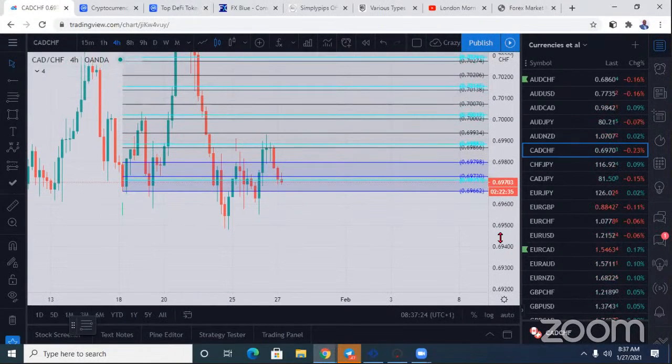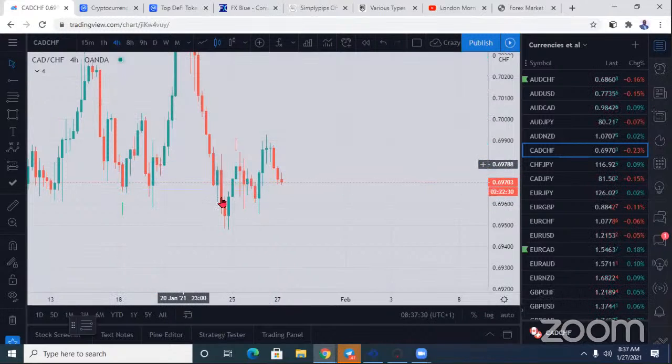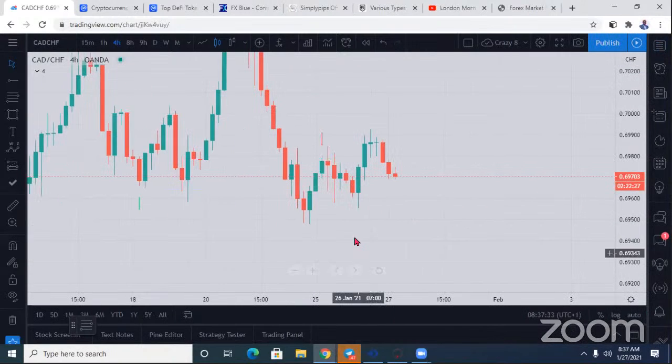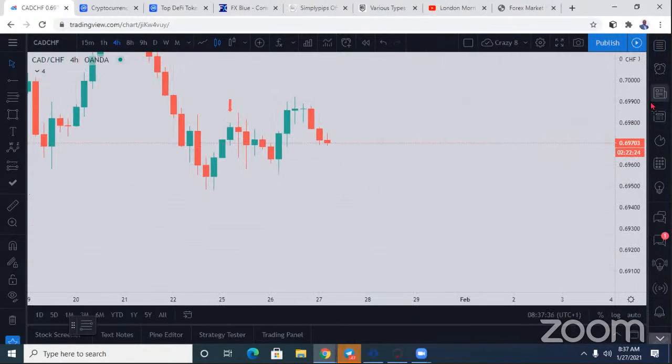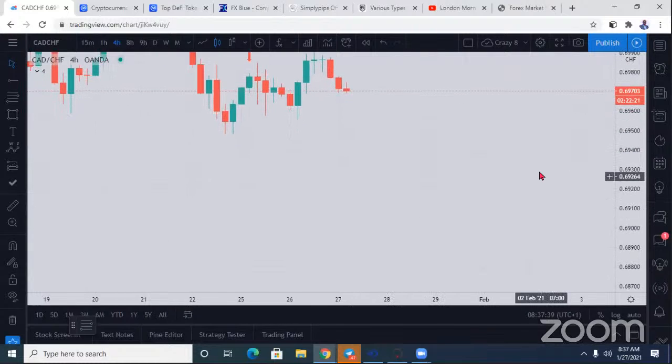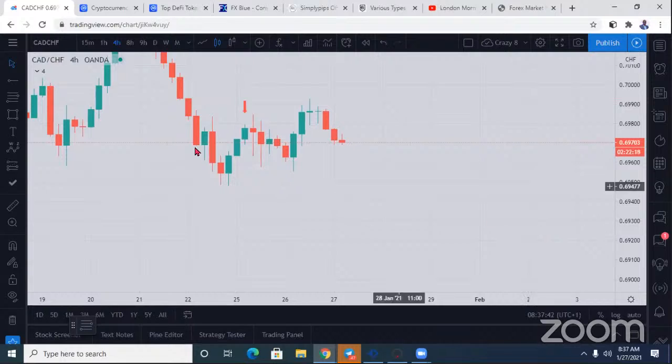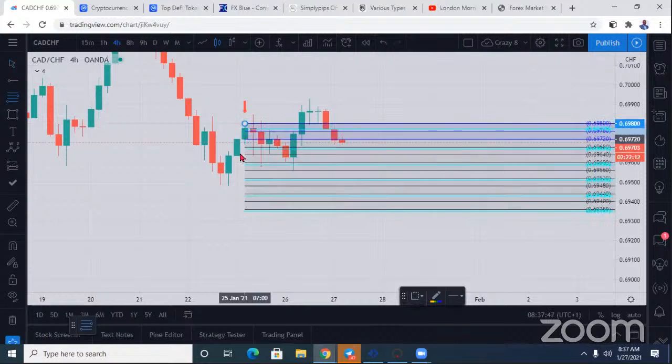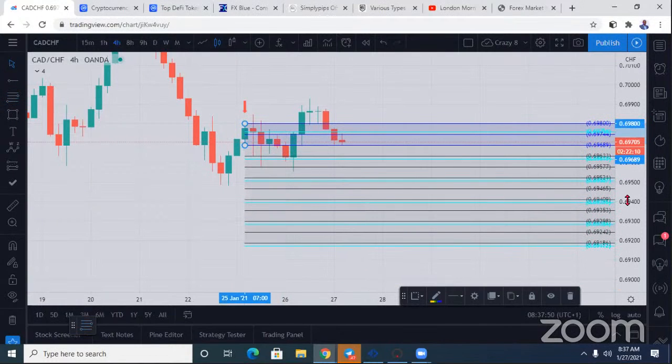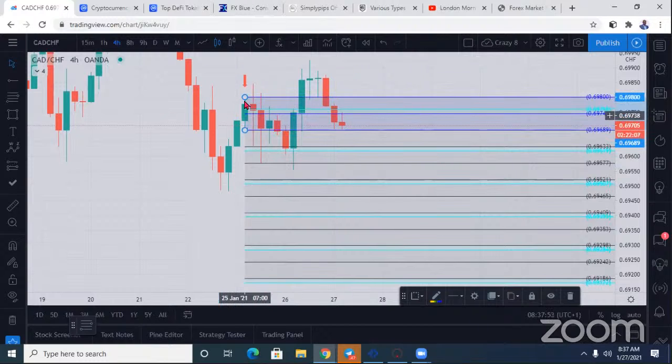We have CAD CHF. Very good example of what I was explaining. Most traders within our circle don't like CAD, and rightfully so. But notwithstanding, we'll mark this up so you can understand what I just said. We've staged our fibs, price traded, this was the breakout, price traded back. Let's say you actually set your sell limits. This would have hit your SL.